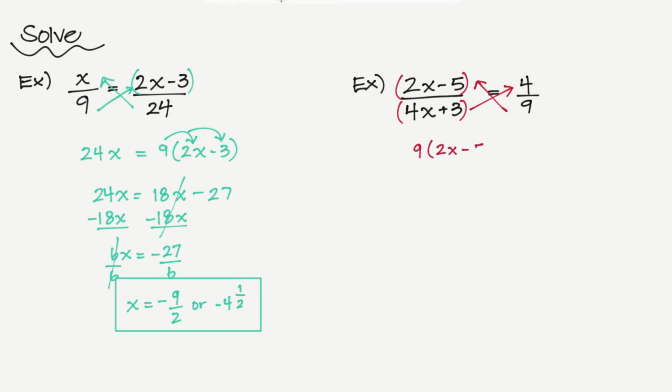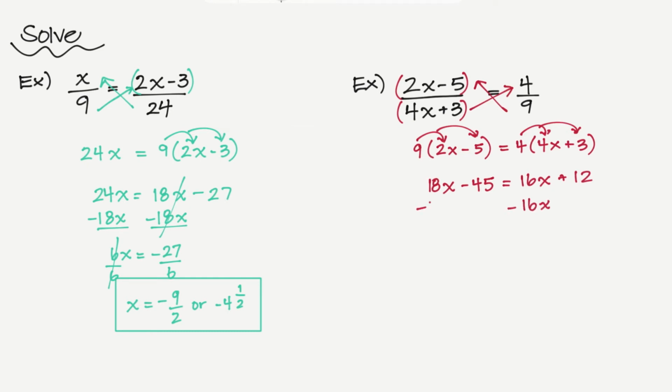So on the left, 9 times 2x minus 5 is equal to 4 times 4x plus 3. I can use the distributive property. That gives me 18x minus 45 is equal to 16x plus 12. I can subtract 16x on both sides of my equation to combine the variables. That leaves me with 2x minus 45 is equal to positive 12. Now I can add 45 to both sides to get rid of the lonely number. And now I have 2x is equal to 57.